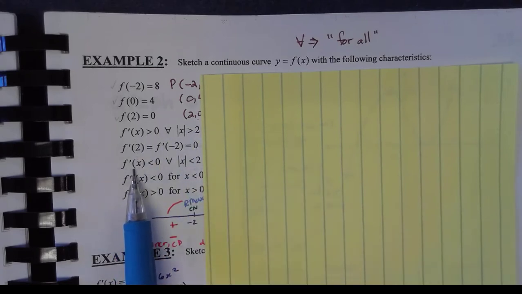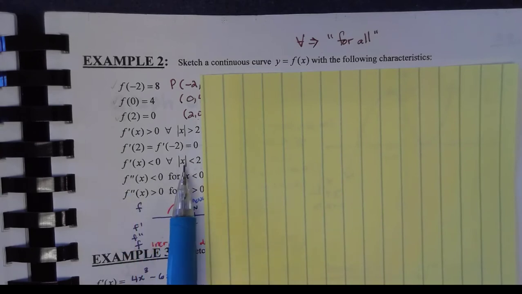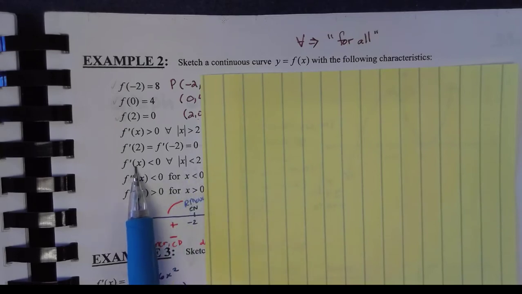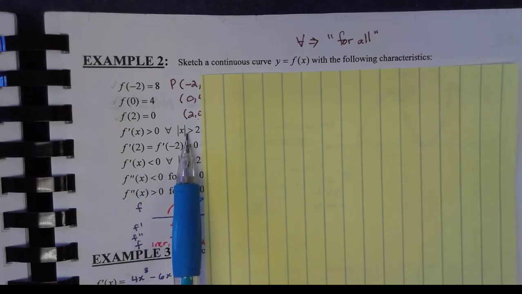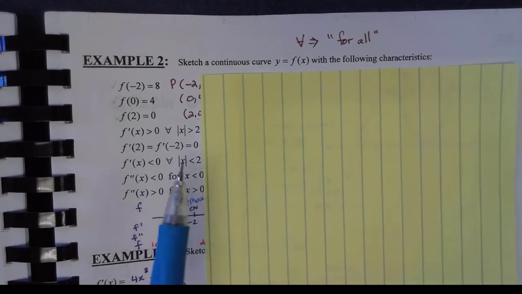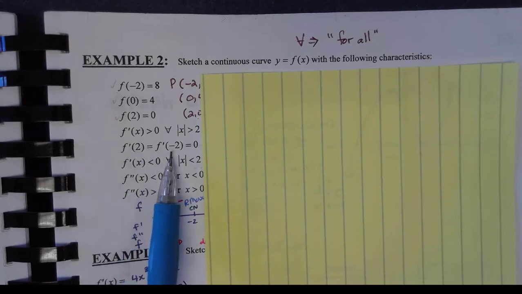This down here tells me first derivative negative for all points where the distance from the origin is less than 2. So all points between -2 and 2, f will be decreasing. All points up to -2 and after 2, f will be increasing. Interesting notation. The first derivative at 2 and -2 is 0. That means we have horizontal tangents.